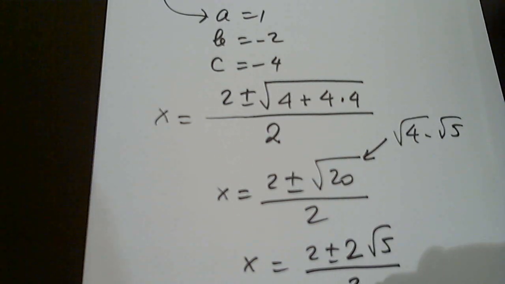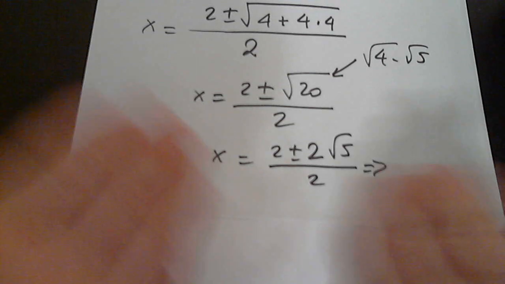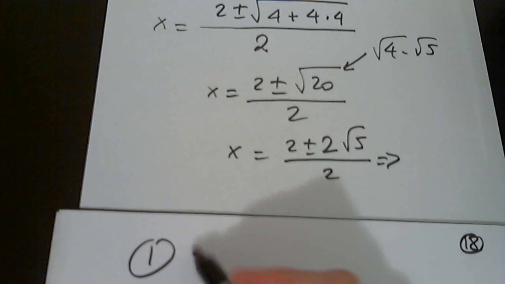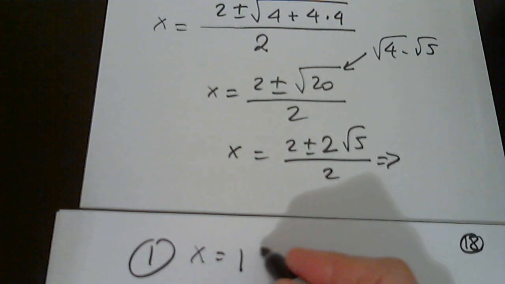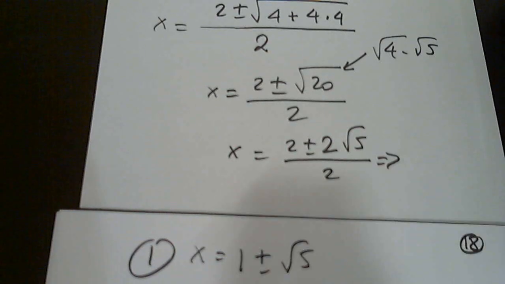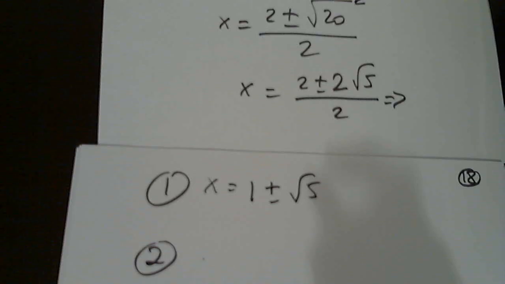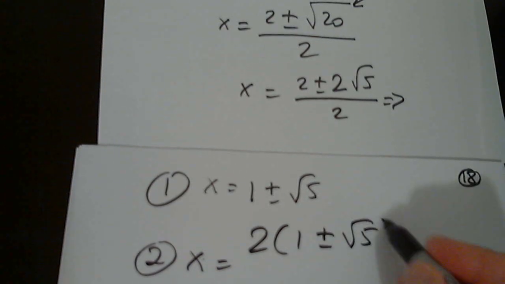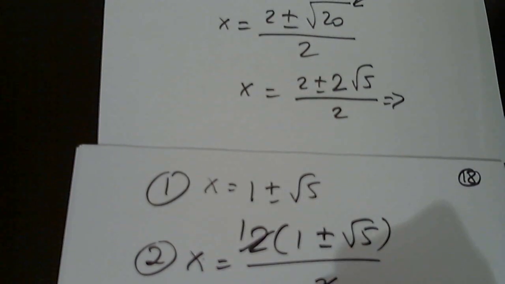That would be terrible. So you have to factor out a 2 or separate. It's up to you. One option is I separate: x equals 2 over 2, which is 1, plus or minus 2 over 2 times the square root of 5. Option 2 is you factor out a 2, and then you simplify, because you are only allowed to simplify factors. And of course you get the same thing.